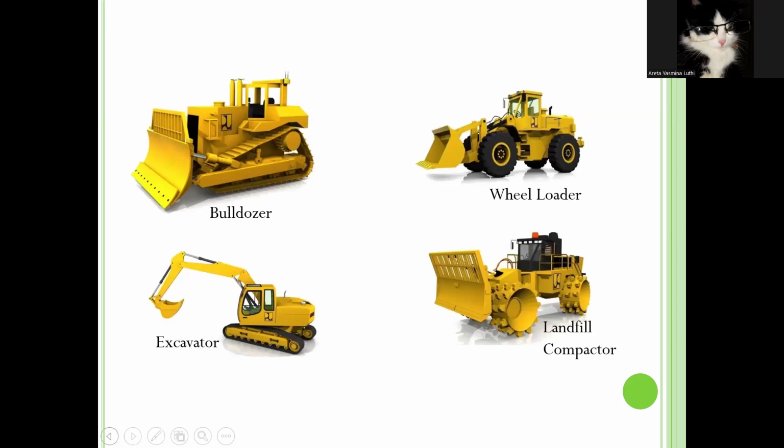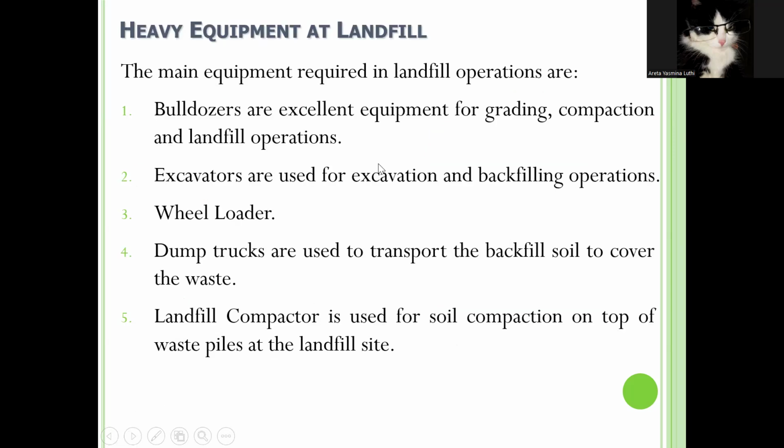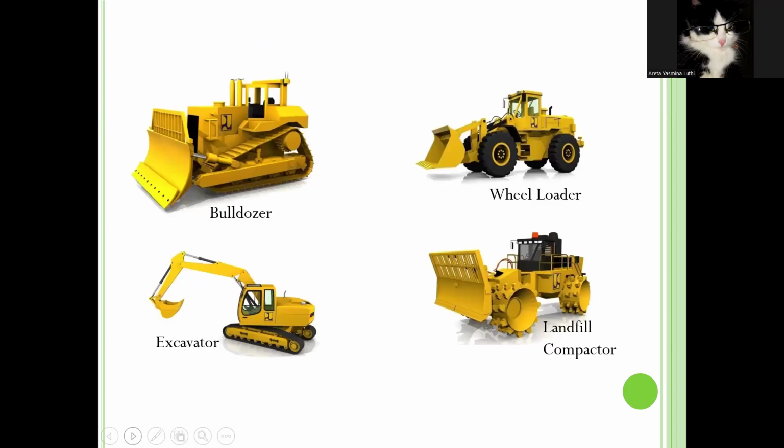The excavator itself is used for excavation and also backfilling operations, and also wheel loaders and dump trucks that are used to transport soil to backfill and cover the waste, and also the landfill compactor used for soil compaction on top of waste piles at the landfill site. And these are the pictures of the heavy equipment itself, as I already explained before, for the bulldozer and also the excavator. And in here, as you can see, this is the wheel loader and also the landfill compactor.